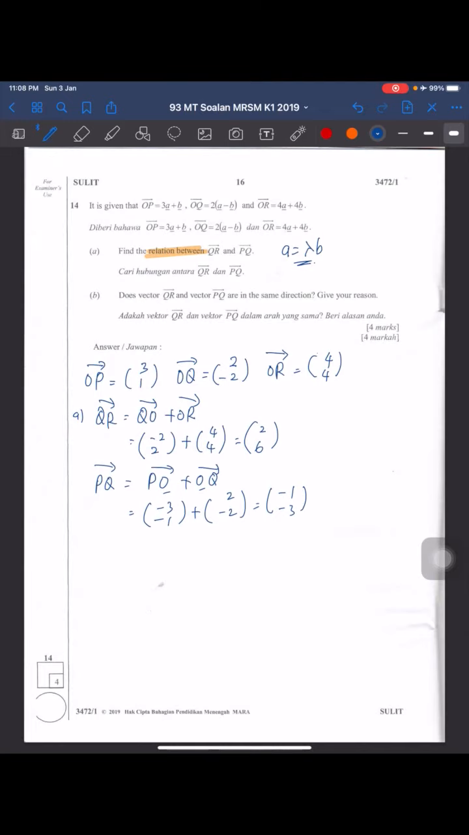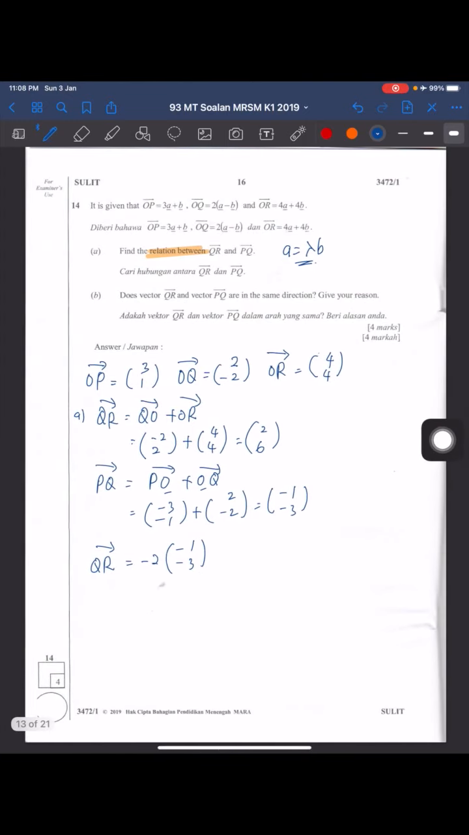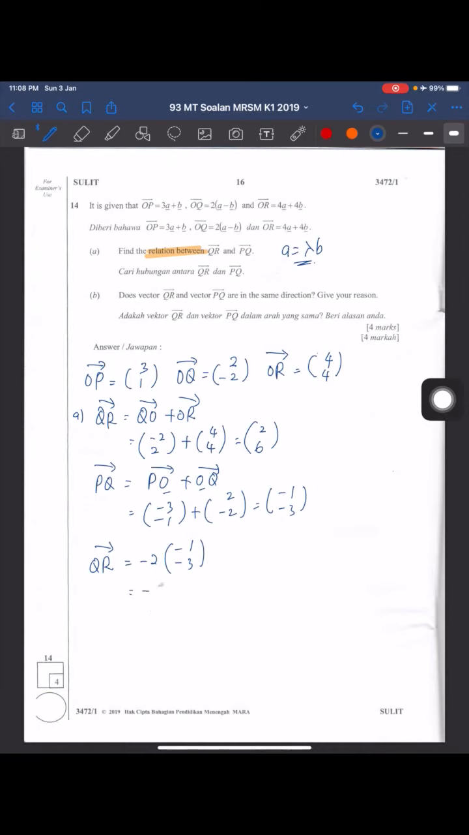Okay, so kita cuba relatekan dua benda ni. Tengok ni 26 ni 13 kan. So, we know that QR. Ni 26, saya nak jadikan dia 13. So, saya keluarkan negatif 2. Saya akan dapat negatif 1, negatif 3. Kalau kita darab balik ke dalam, so dia akan dapat balik 2 dan 6. So negatif 2 darab negatif 1, negatif 3. Itu adalah PQ. So, this is the relation.